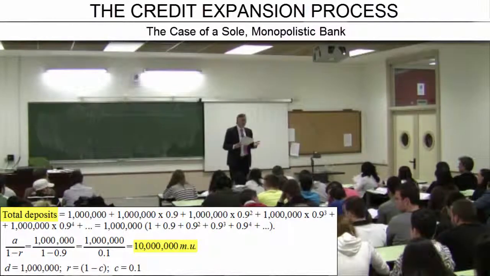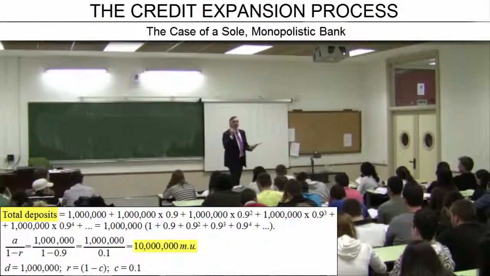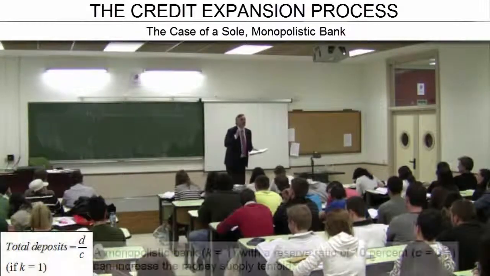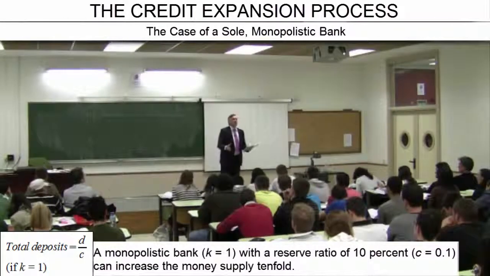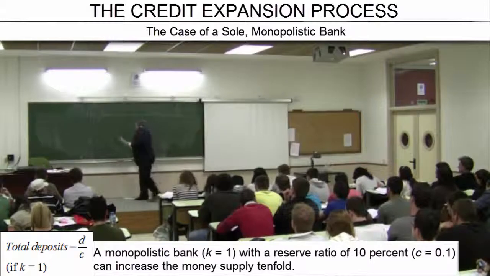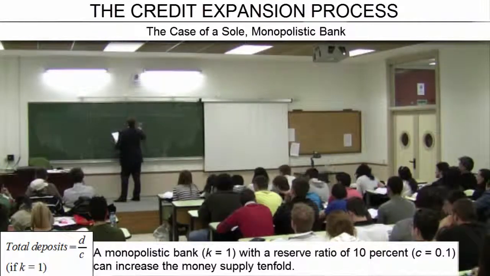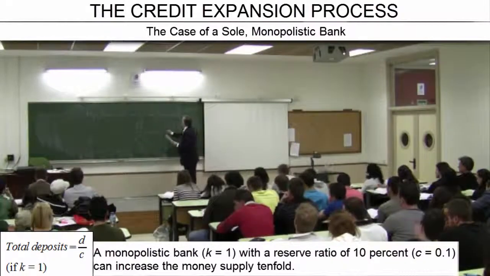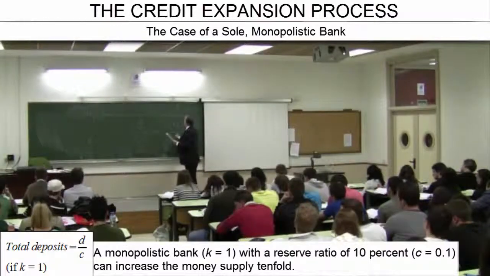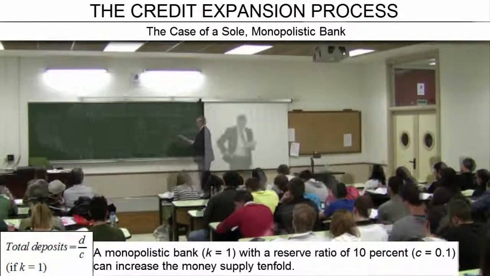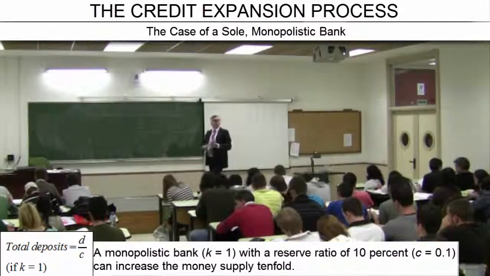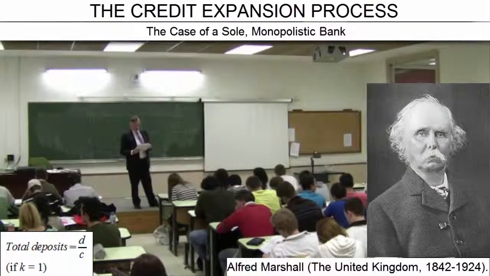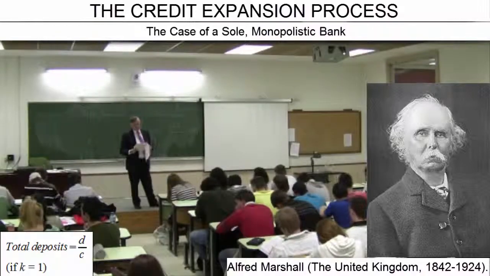This is the sum of the terms of a geometric progression. The terms increase and have a common ratio of exactly 1 minus the reserve ratio. As we can very clearly show, the result is that if the sole monopolistic bank maintains a reserve ratio of 10%, or 0.1, it can increase the money supply tenfold. This is the simplest and most universal formula used to represent the bank multiplier. Deposits divided by the reserve ratio. In our example, 1 million euros or monetary units divided by 0.1, which equals 10 million. And this is the most simplified version of the bank multiplier formula, which Alfred Marshall, an English economist, had already intuited back in 1887.